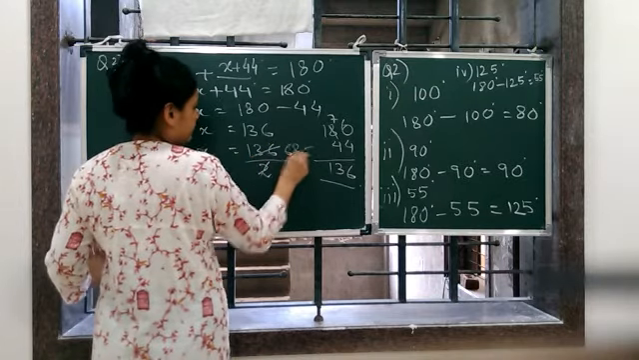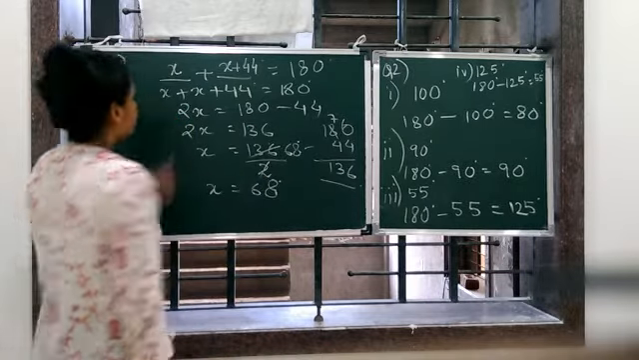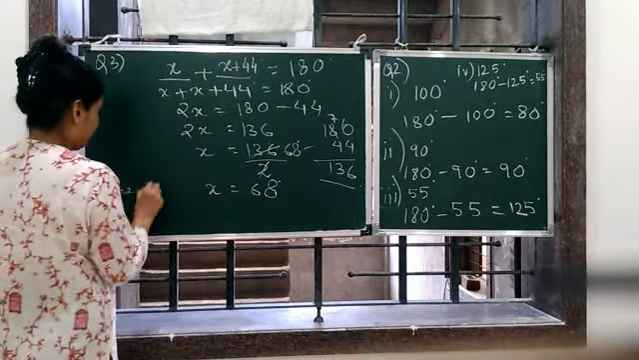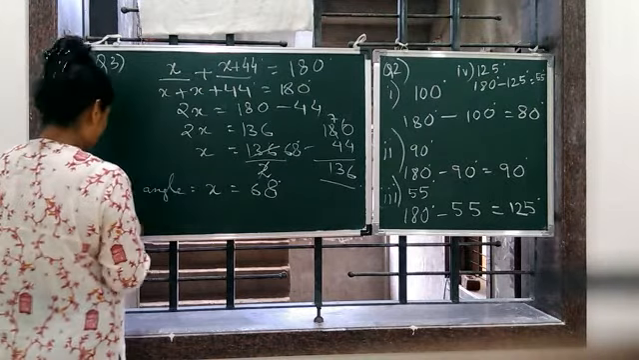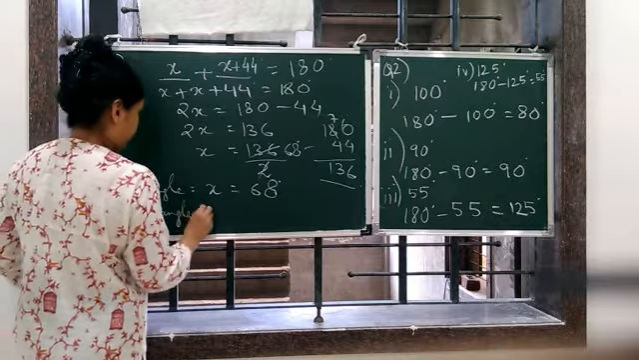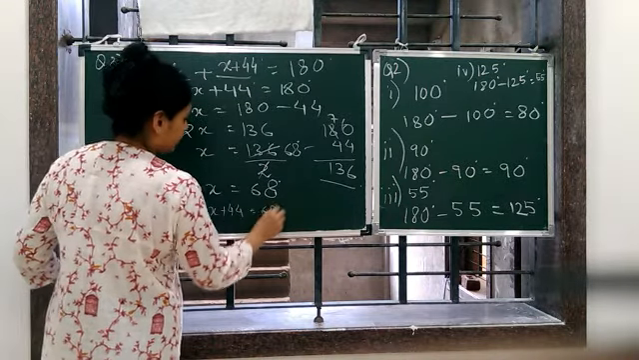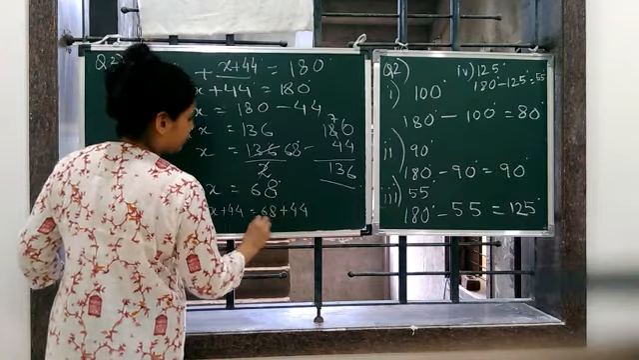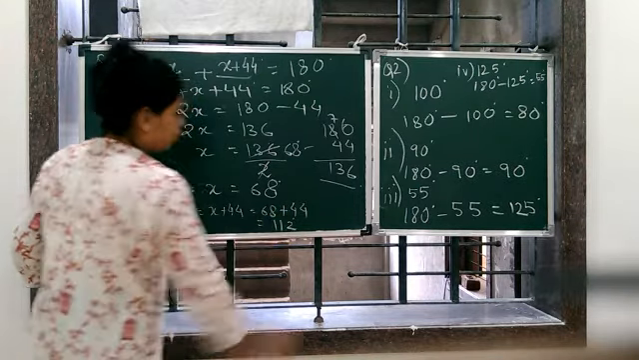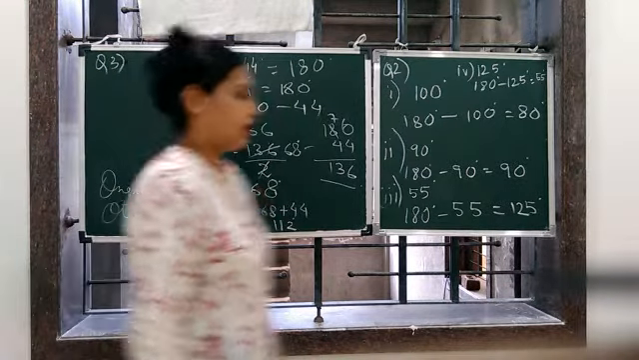6 twos are 12, 8 twos are 16. So the value of x is 68. Yes, so one angle is 68, the other angle will be x plus 44, that is 68 plus 44, 112 degrees. Okay, so these two are your answers.